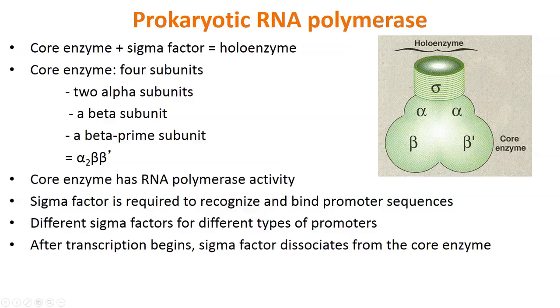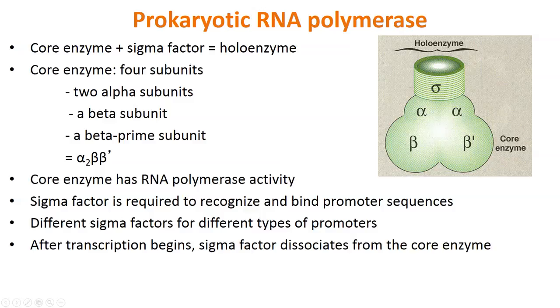So we have this example here of a holoenzyme, which contains both the core enzyme and the sigma factor, and we're going to define what each one of those is. Together, they make the holoenzyme. And before transcription begins, that's how it's going to exist, as this holoenzyme.